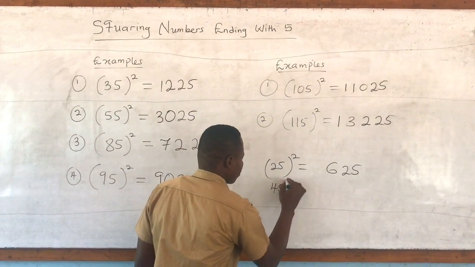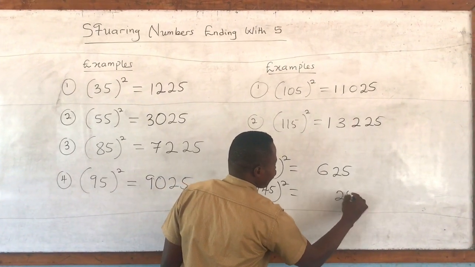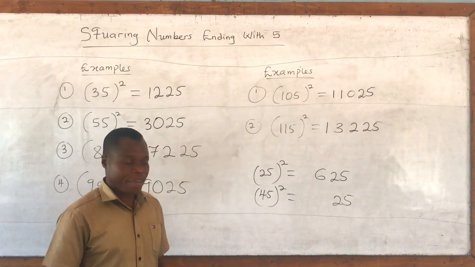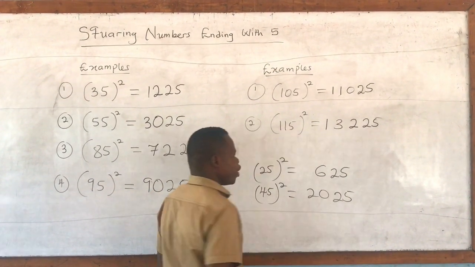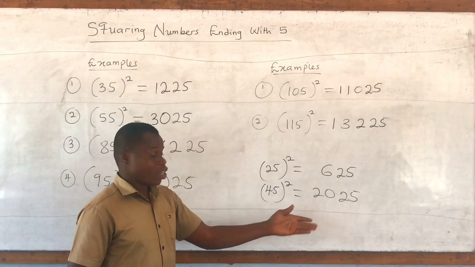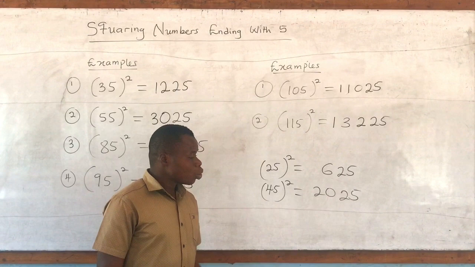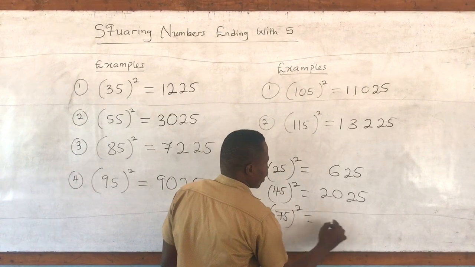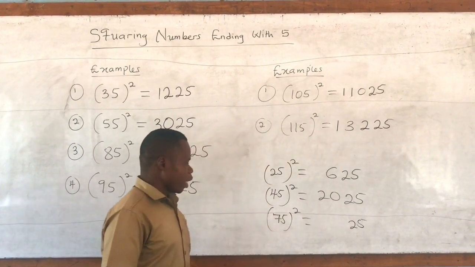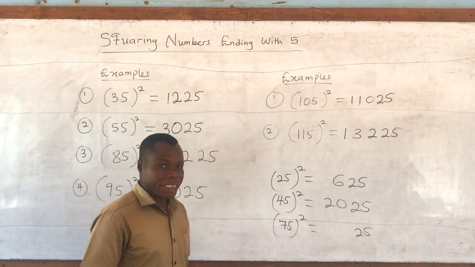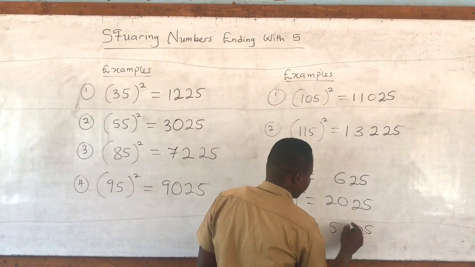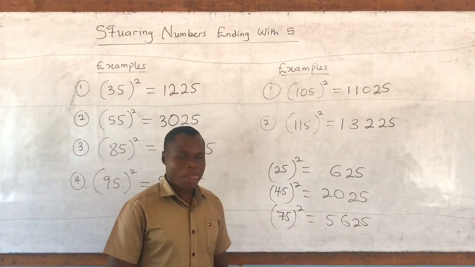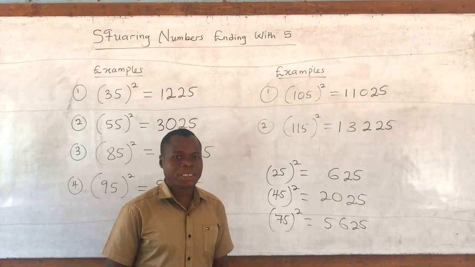If I have 45 squared, I'll quickly write 25 down. Then take the first digit of the number, which is 4. The number that comes after 4 is 5. And 4 times 5 is 20. Write 20 in front of 25. Meaning, 45 squared is 2025. If I have 75 squared, I'll quickly write 25 down. The number that comes after 7 is 8, and 8 times 7 is 56. This simply means that 75 squared is 5,625.